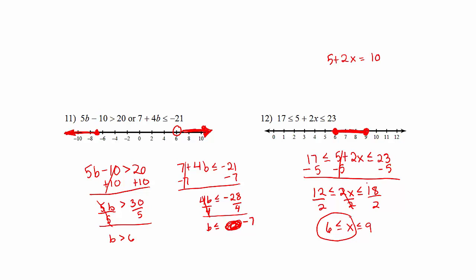And that's my answer. And this is one way to write your answer. You also could split it up. You could say that x is greater than or equal to 6, so switching this around, and x is less than or equal to 9. But I'm fine with you leaving it this first way. It's up to you which way you want to write it.